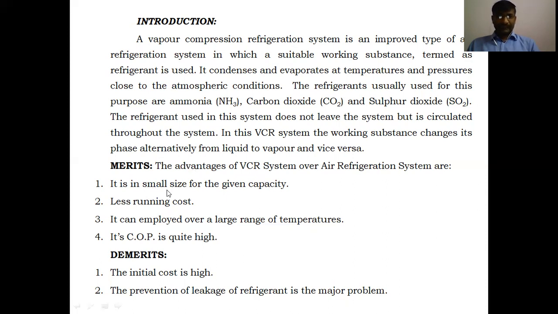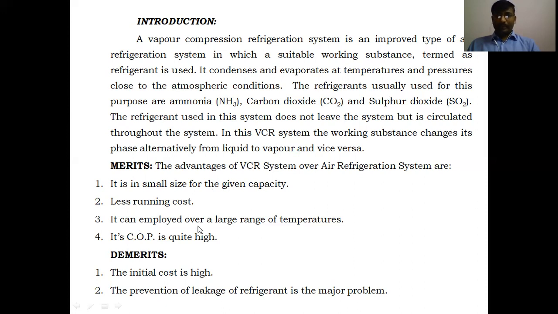The advantages are, first, the VCR system has a compact nature. Compact means smaller in size for a given capacity. To produce 1 ton of refrigeration, the size of the VCR system is very small when compared to the air refrigeration system, because the air refrigeration system needs a bigger compressor and turbines, and that's why it occupies more space when compared to the VCR system. Clear? And second, it has a less running cost. The VCR system has less running cost per ton of refrigeration when compared to the air refrigeration system.